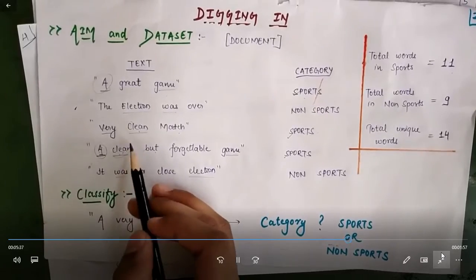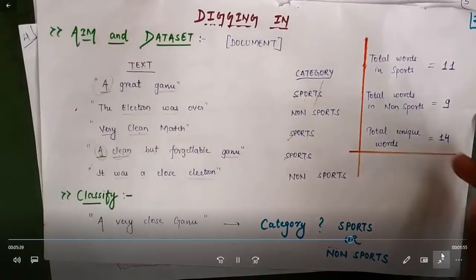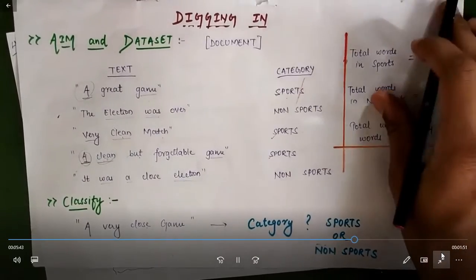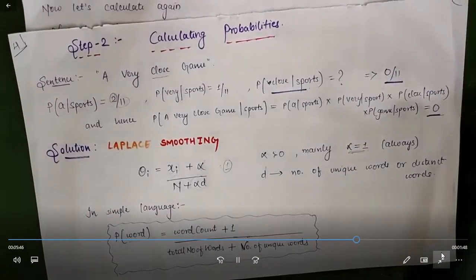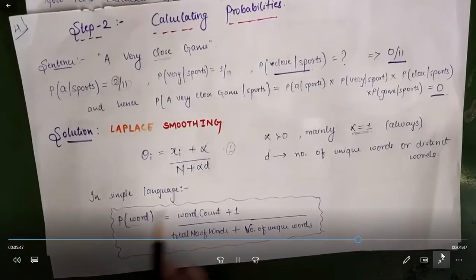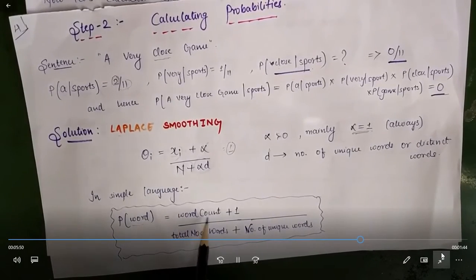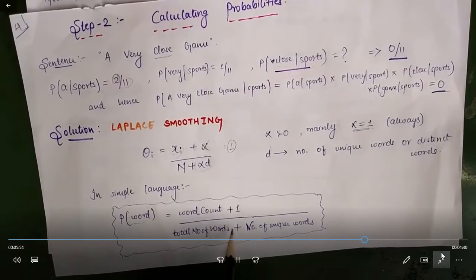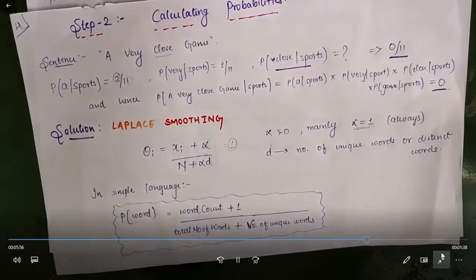Then clean is coming 2 times. Like this we calculate distinct words. Here we find that the total number of distinct or unique words is 14. So in simple words, probability of word equals word count plus 1, divided by the number of words in the particular category plus the number of unique words. Now let's see an example, it will make the entire thing clear.